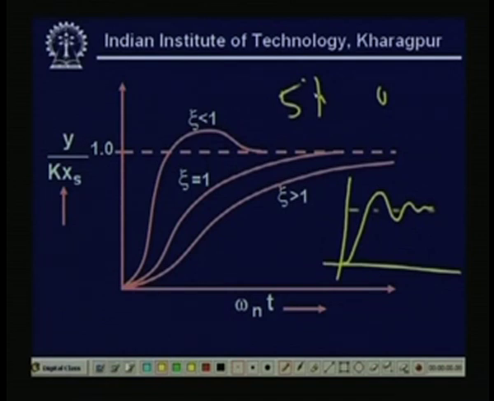For many industrial processes, please note that 5% of the final steady state value is quite good for the control. Ultimately, this temperature control or flow control or pressure control will be reflected in the quality of the product which you are getting. In the case of a fertilizer plant, the quality of the fertilizer which is coming out. In the case of a steel plant, the quality of the steel which is coming out.